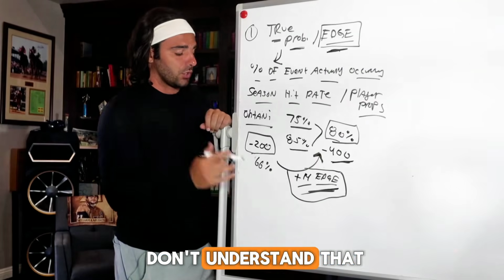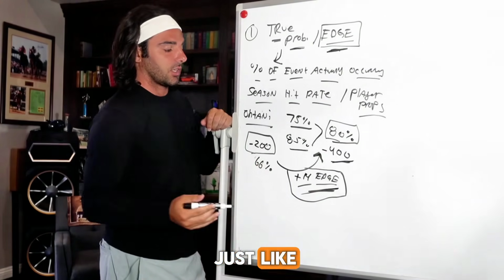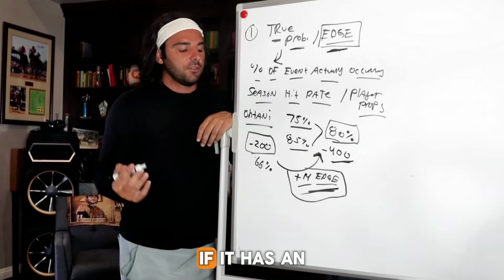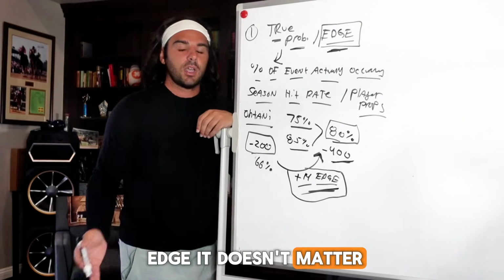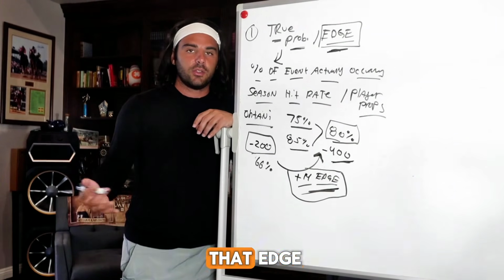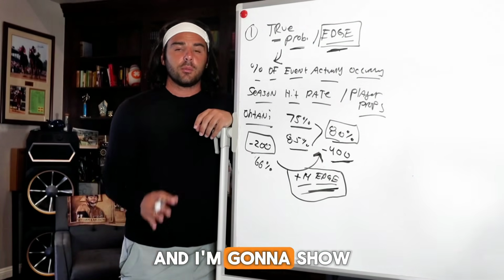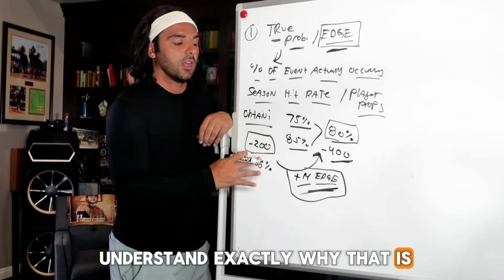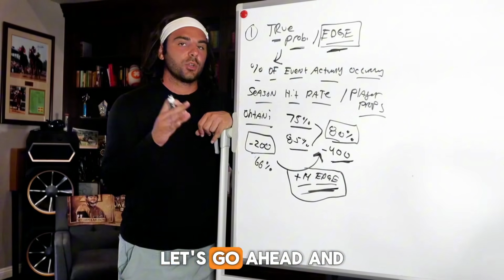A lot of people don't understand that. They just look at the odds and they're like, oh, well, I'm not going to bet that because the odds are too high. If it has an edge, it doesn't matter. If it has an edge, you can compound that edge. You should be playing that play. And I'm going to show you something a little bit later that's going to make you understand exactly why that is and how that all comes together. But let's go ahead and get into step 2.